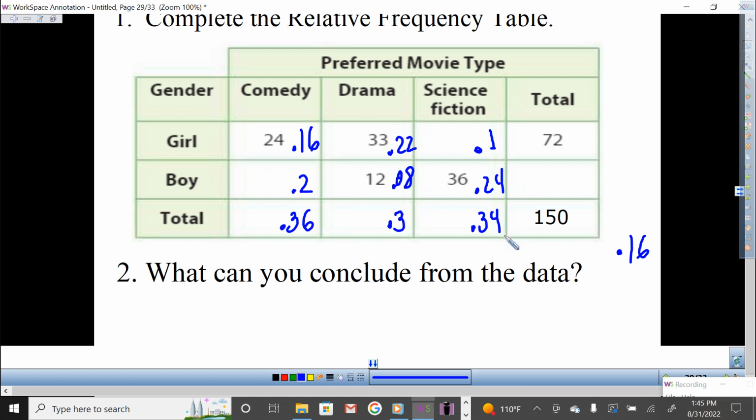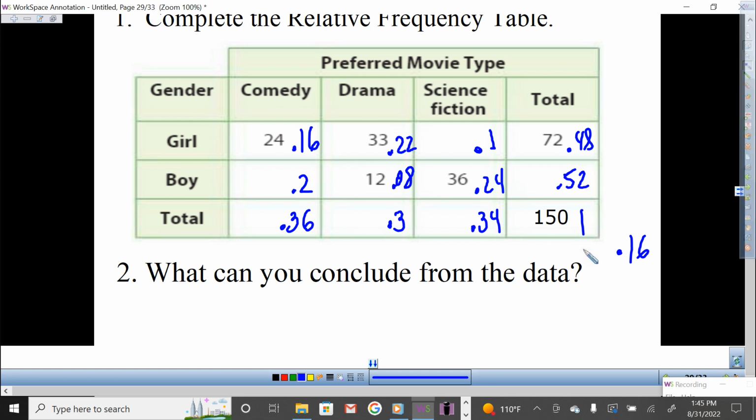Continue, Andrew. Boys, 0.52. Which means this is 0.48. And this is 1.